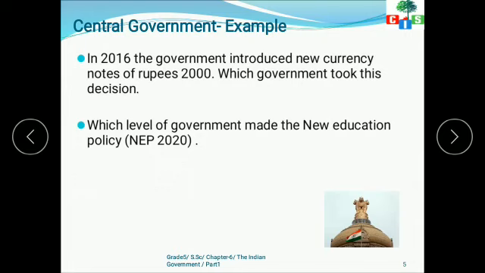Apart from this, there is one more question. Right now we all know that new education policies have come up. Which level of government made this new education policy 2020? Yes, the answer is the central government only. The central government alone comes up with new rules, as well as amends the existing rules. So this is the answer.